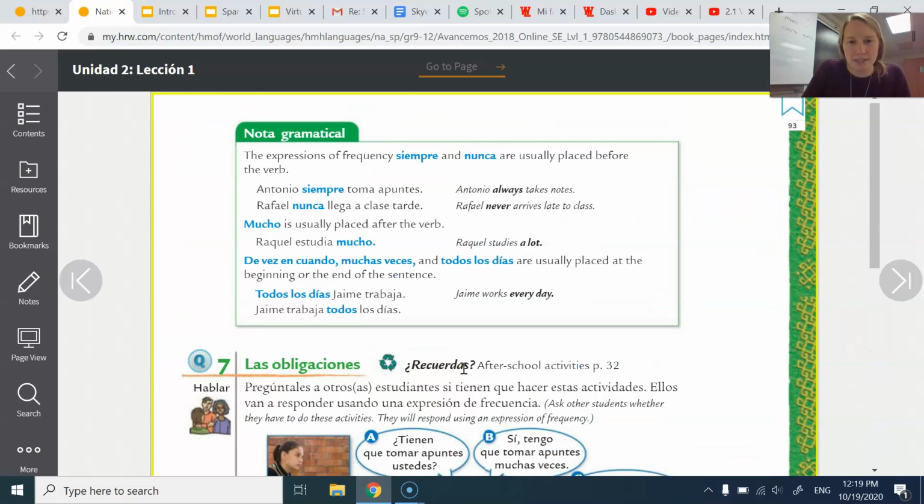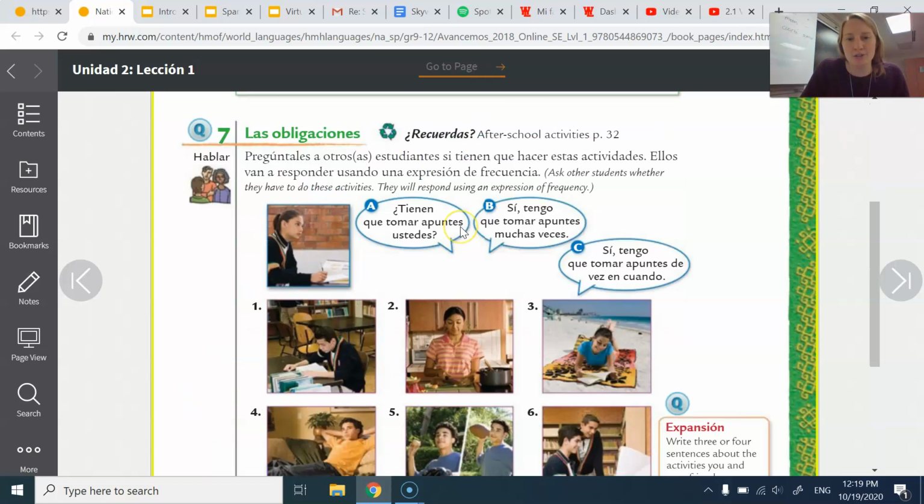Well, let's go up and look back here. Nunca usually plays before the verb. So Juan nunca tiene que preparar la comida. Notice we're not putting an a in front of his name because we're not using the verb gustar. So we just say Juan nunca tiene que preparar la comida.